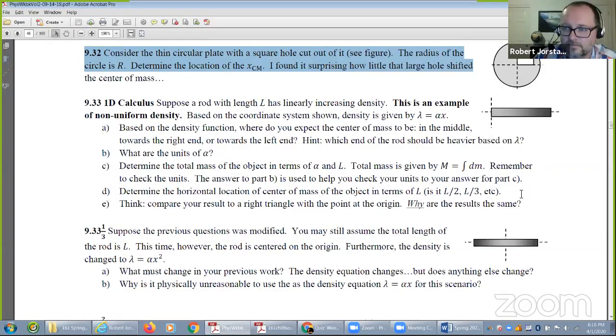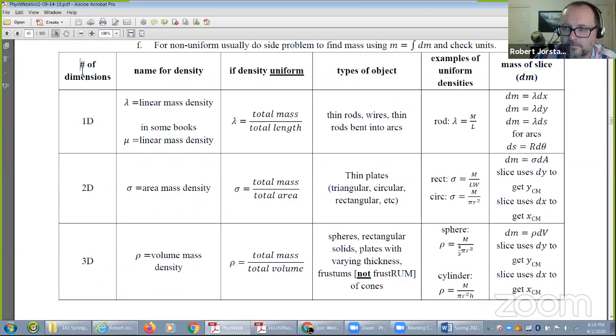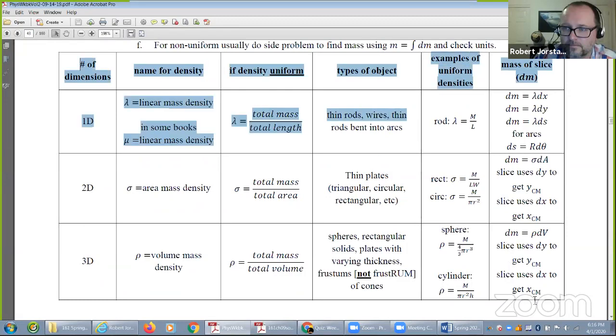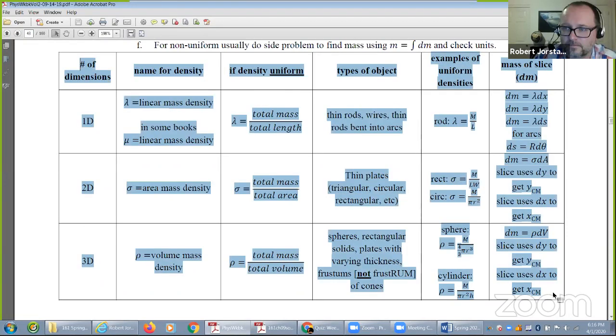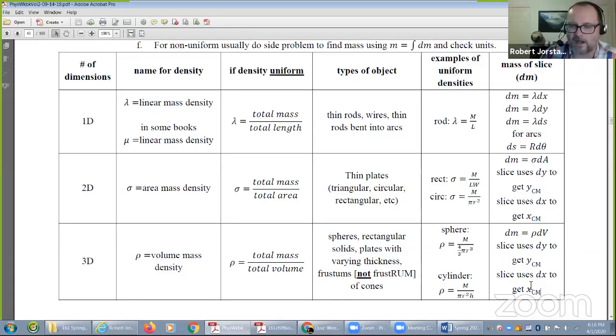Look at this crazy chart. I basically am expecting you to internalize this. Why? I think center of mass is kind of like kinematics. It just comes up a lot at weird random times. You've got to have this stuff internalized. So let's try and talk about this.